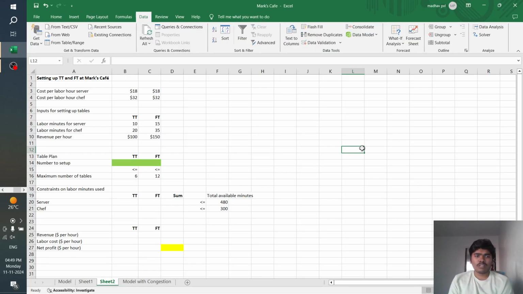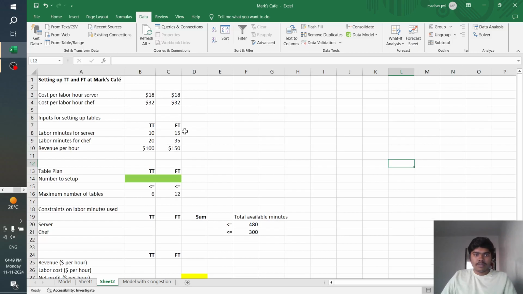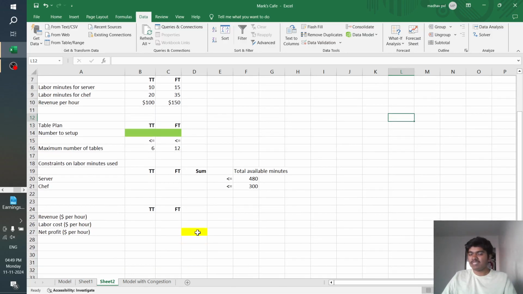Today I'm going to explain how to get a maximized profit, or how to know the net profit we are gaining through a cafe. Here we just require some basic information. Basically, we need to calculate the number of tables required with which we can gain a maximum profit.